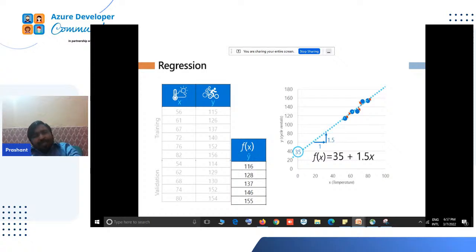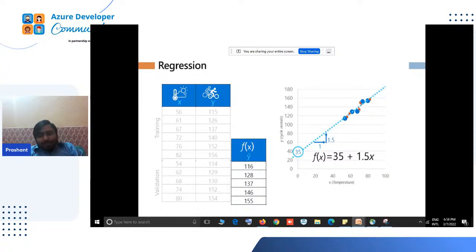Likewise, we already have rentals from the past and how they were affected by the temperature. Based on this, we try to plot these values. On the right side, we can see that we have plotted these values. On the x-axis, we have the temperature, and on the y-axis, the rentals for the bicycle. Then we try to come up with a function which can accurately describe the relationship between the two, that is the rentals and the temperature. A model that closely fits this is a straight line. Over here we have figured out what the slope and the intercept would be. So now we have a model that says f(x) = 35 + 1.5 * x.